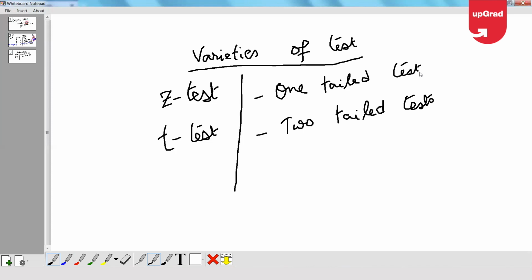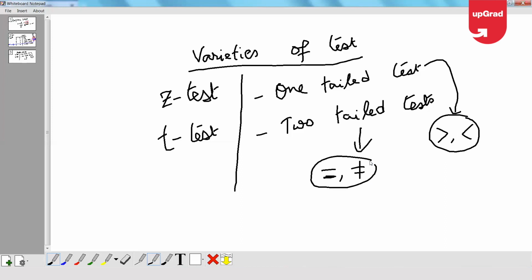So what is the property of one-tailed tests? In case we are dealing with greater or lesser, that means I'm checking only one side, right? In two-tailed tests, we are checking equal and unequal. So for a one-tailed test, we check if something is greater or lesser. For two-tailed tests, we check equality. So let's take some examples.